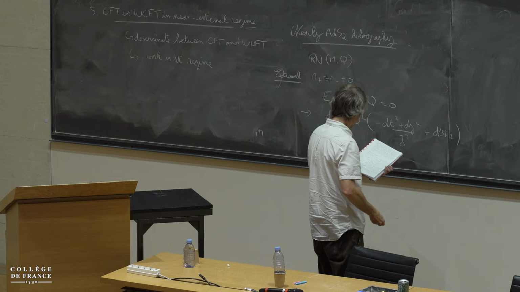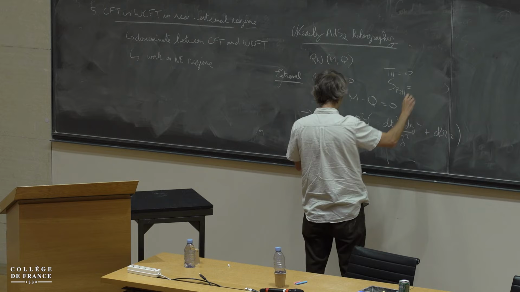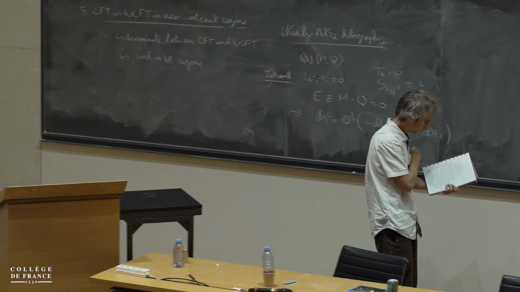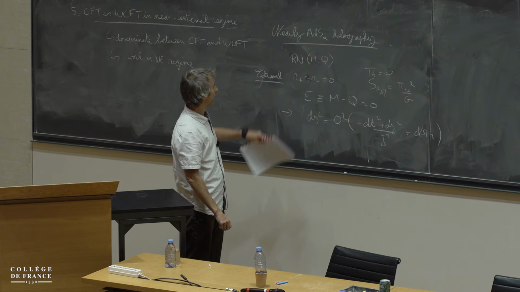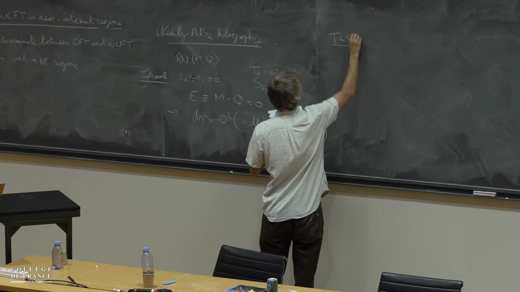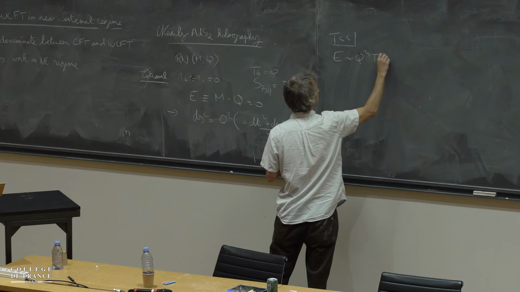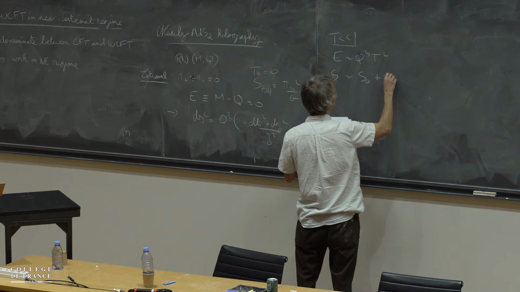So at extremality, the Hawking temperature is zero, but the Bekenstein-Hawking temperature is non-zero. So if you want to study the behavior of Reissner-Nordström close to extremality, you can see that for small t, you will find that the energy above extremality goes like q cubed t squared, and the entropy goes like the extremal entropy plus some number going like t.